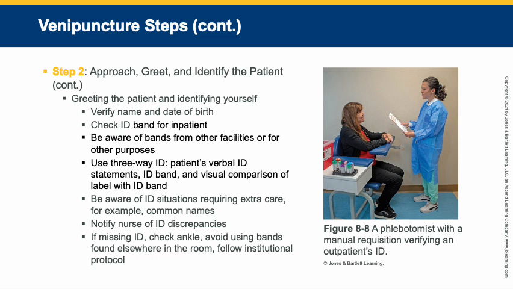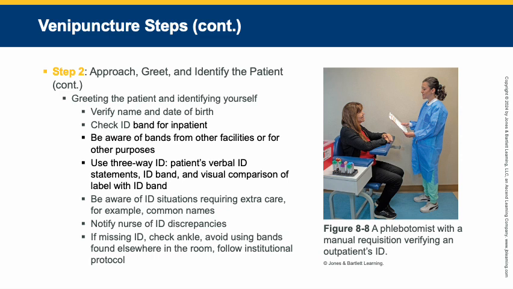Use three-way ID. This means patient's verbal ID statements, the ID band, and visual comparison of the label with the ID band. This means, can you say your name? Can you tell me your name, first and last name? Have them spell it if it's something different. Then you check their ID band and you visually look at whether that matches up.